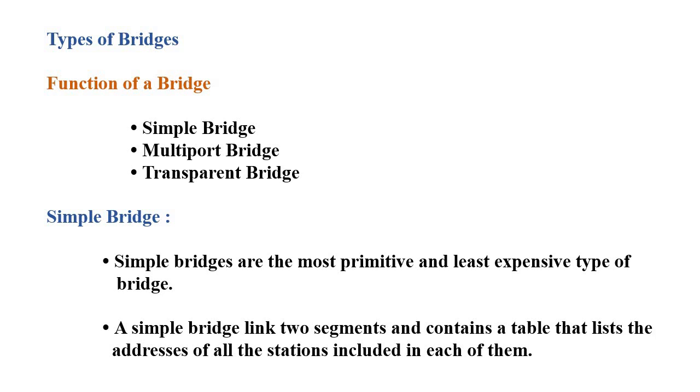We are using different types of bridges. The first is the simple bridge, the second is the multi-port bridge, and the third is the transparent bridge. The first one is the simple bridge. Simple bridges are the most primitive and least expensive type of bridge. A simple bridge links two segments and contains a table that lists the addresses of all the stations included in each of them.